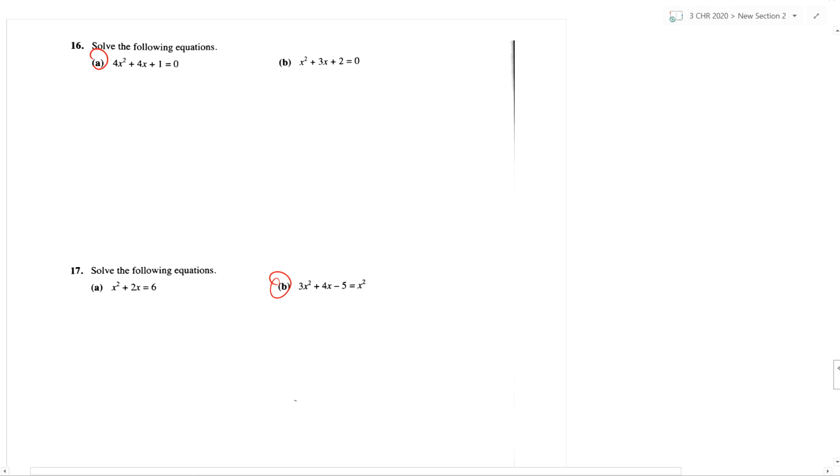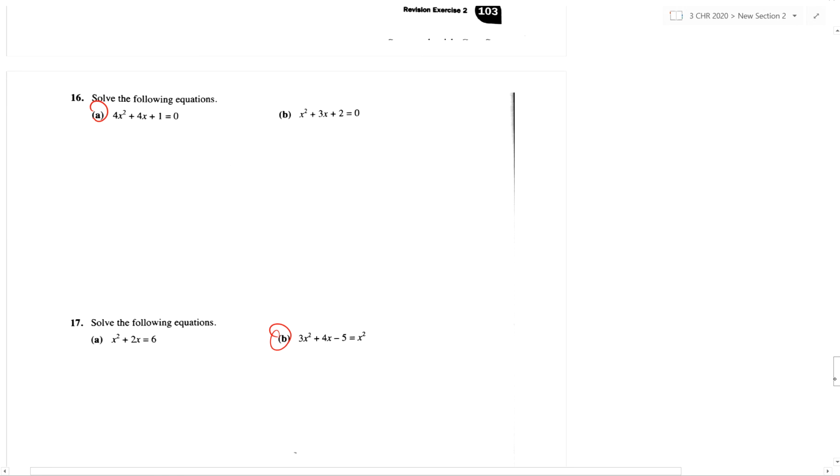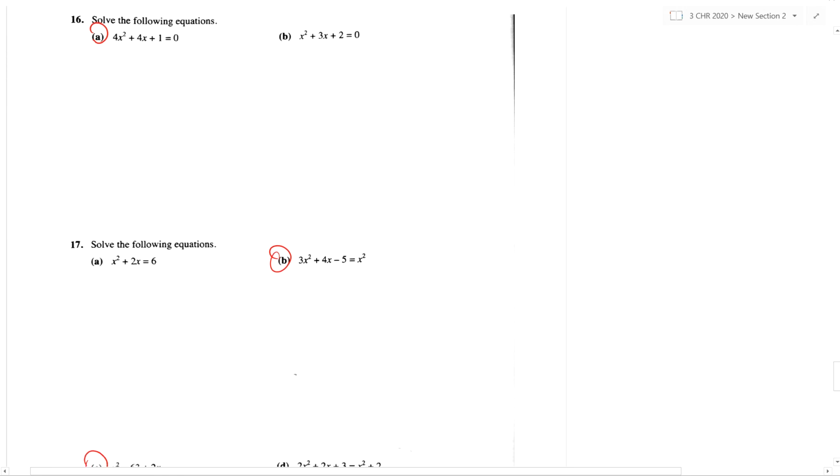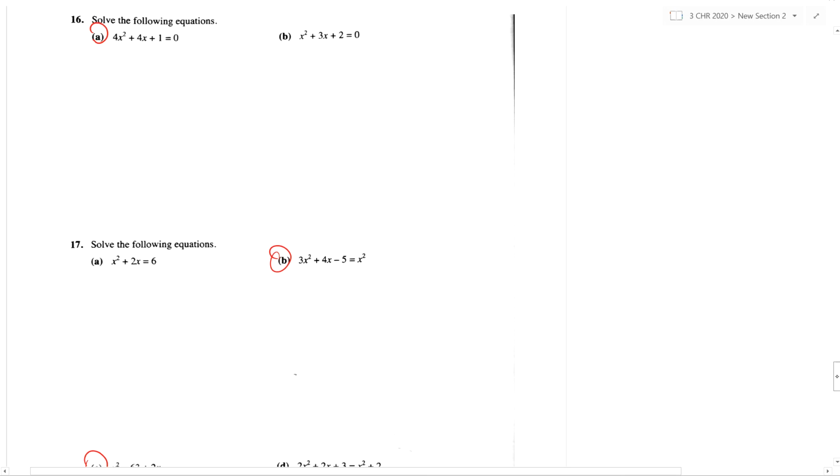This video is for Monday. We'll be covering questions 16 and 17 of our revision exercise number 2. Questions circled in red are for you to attempt by yourself. In this video, I will go through 16b, 17a, and 17d.